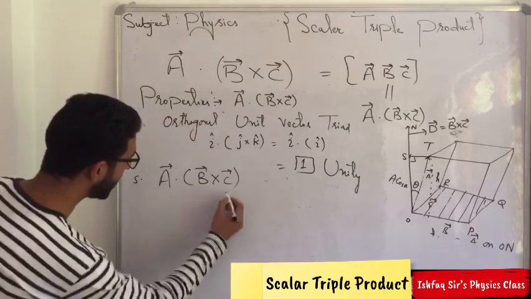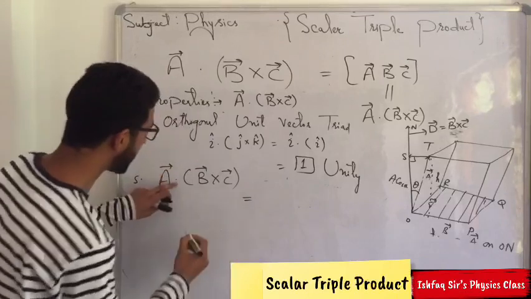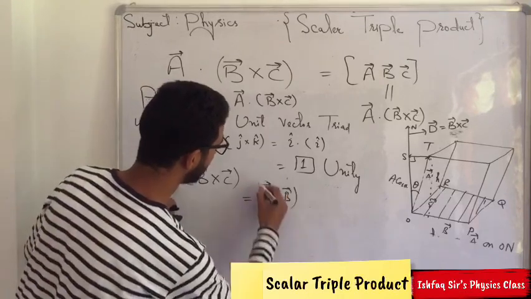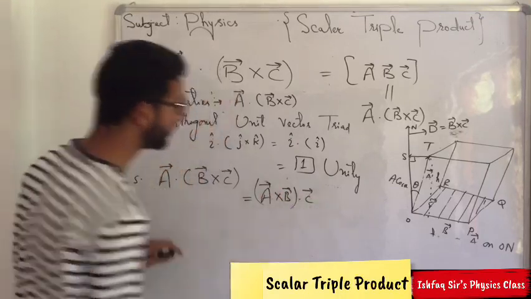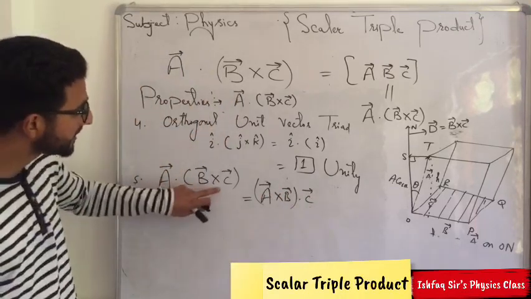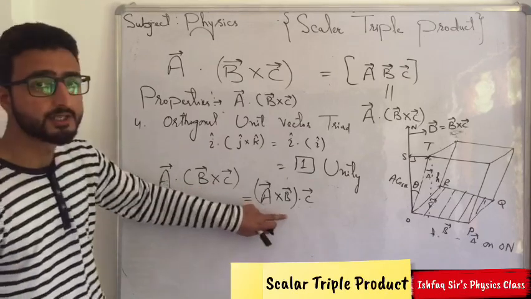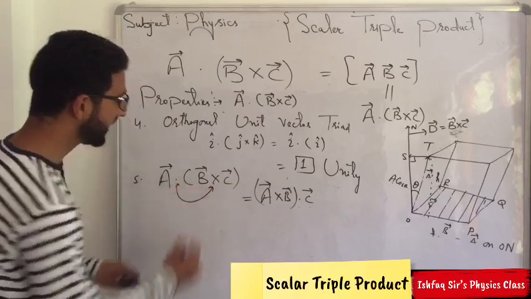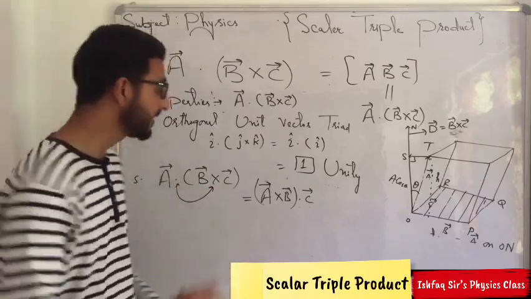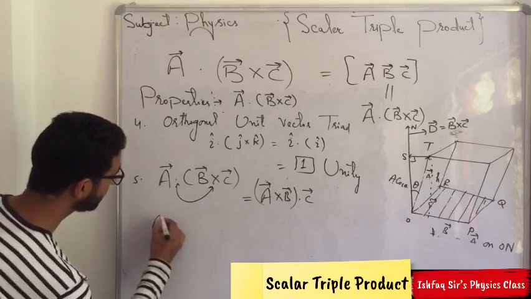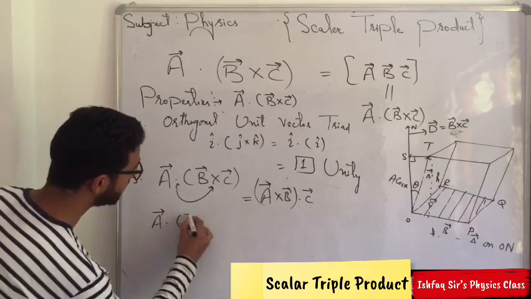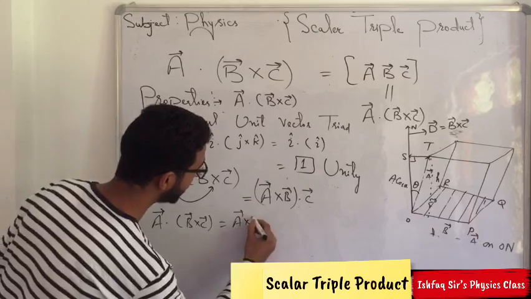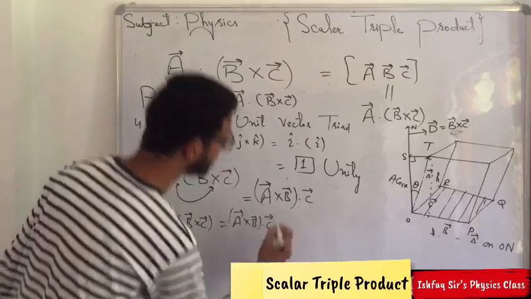So basically A dot of B cross C, in place of dot I will write cross, so this will be equal to A cross B, and in place of cross I can write dot. So A dot of B cross C is equal to A cross B dot C. So scalar triple product remains unchanged if we interchange the dot and cross, right? So I can simply write A dot of B cross C equal to A cross B dot C. Okay?